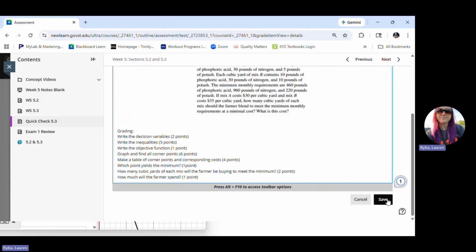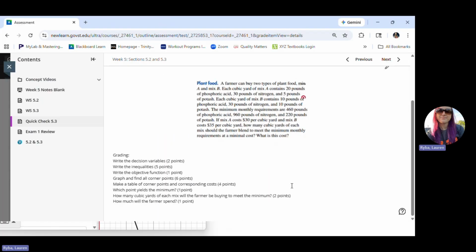So just like before, you can do a combination of screenshots of Desmos, typed, handwritten, pictures, whatever you want. But I just want to see you work fully through the entire process. And double check when you're done. Did I do every single one of these to make sure I get all my points?